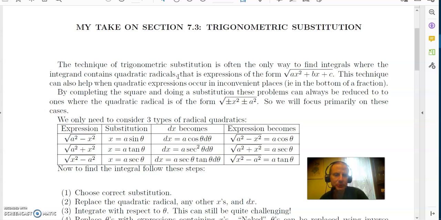Section 7.3 is all about trigonometric substitution. Trigonometric substitution is a pretty exciting integration technique, and you use it when the integrand, the stuff inside the integral symbol, has quadratic radicals. So a quadratic radical is something of the form the square root of plus or minus x squared plus or minus a squared. More specifically, the possible quadratic radicals are of the form the square root of a squared minus x squared, or the square root of a squared plus x squared, or the square root of x squared minus a squared.